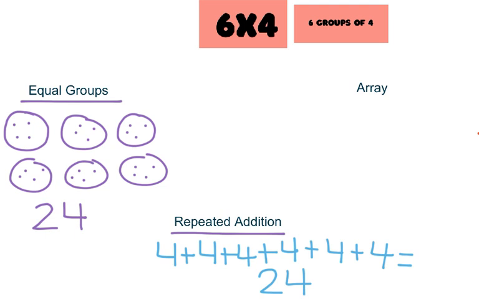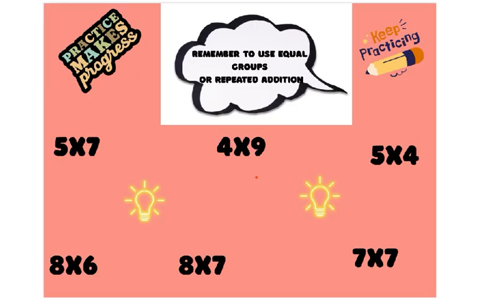Our last strategy is our array. So we have our 6. This is my row. And in each of those rows, I should have 4 objects. And as in our last 2 examples, I'm just going to simply count up all of those dots, and it also gives me 24. So now you have an opportunity to keep the practice going.